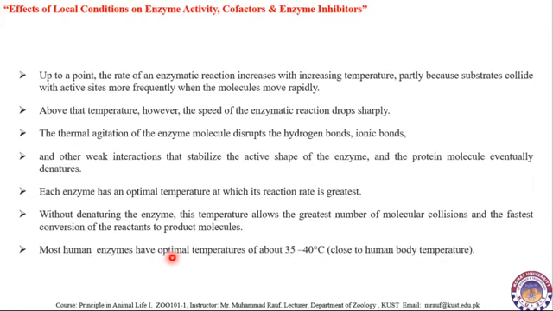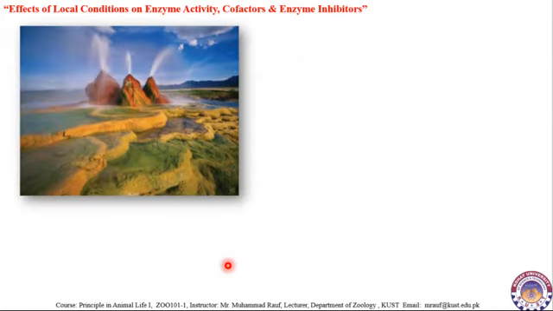Most human enzymes have an optimal temperature of about 35 to 40 degrees centigrade. So this is the temperature range under which most of the enzymes found in humans function at their peak levels. And this 35 to 40 degrees centigrade lies within the range of the normal body temperature. However, there are certain exceptional cases where enzymes can tolerate extreme temperatures.